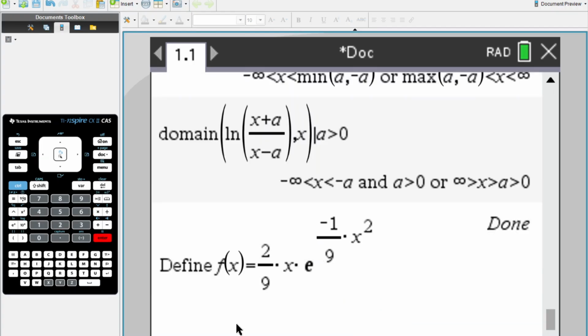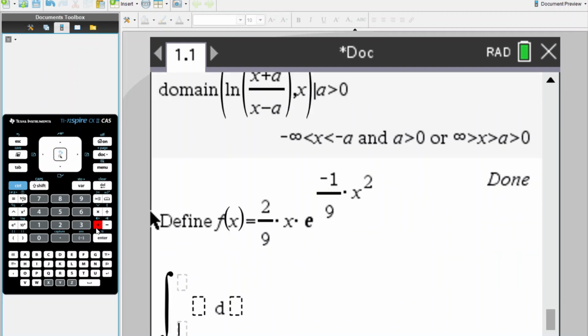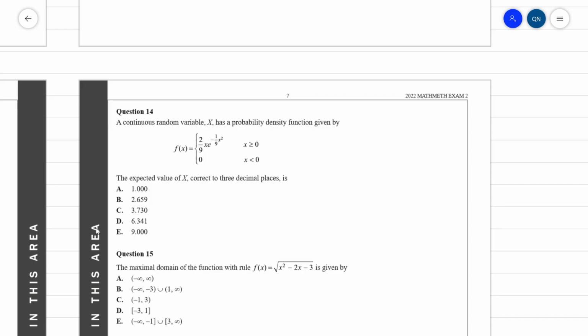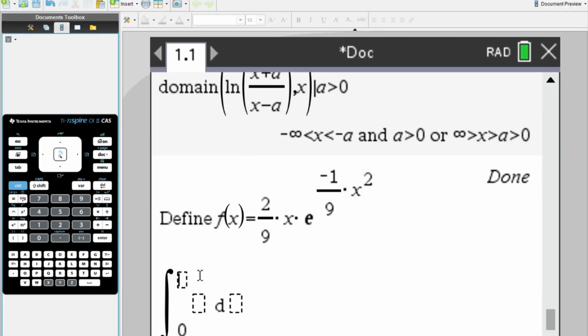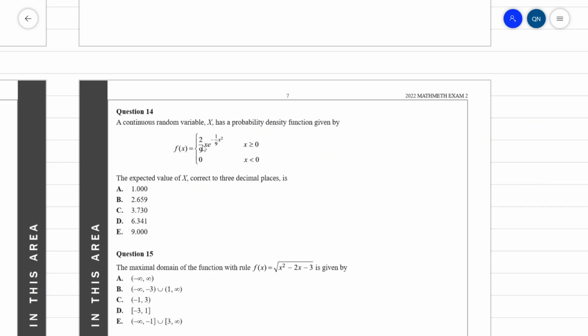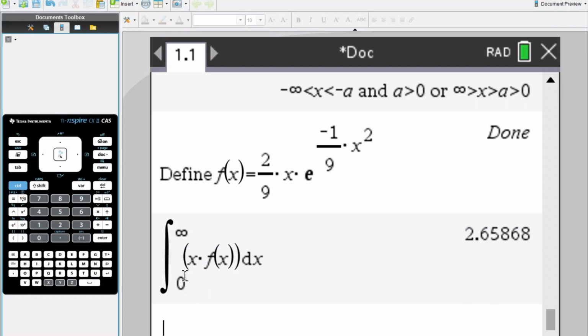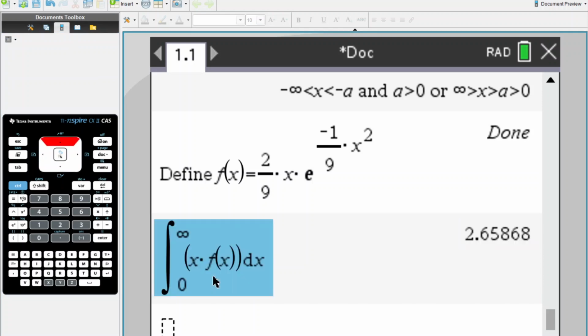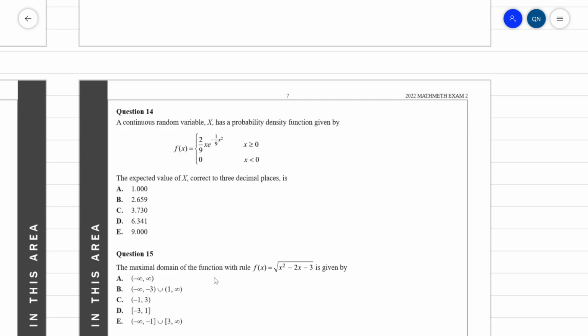Okay, and there's a few ways you can do this. First of all, we can do the integral from 0 to infinity of x times f of x dx. Technically, you're supposed to go from negative infinity to infinity, but notice when x is negative, your function is going to be 0. So you can cut off at 0 and just go from 0 to infinity, because in probability theory that's called the support of your function, where it's not 0. So it's going to be 2.65.